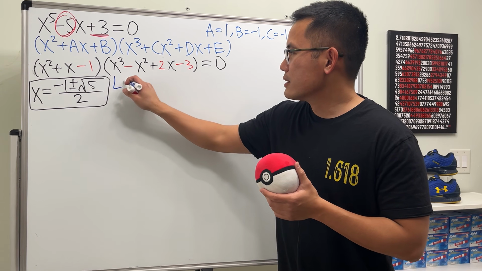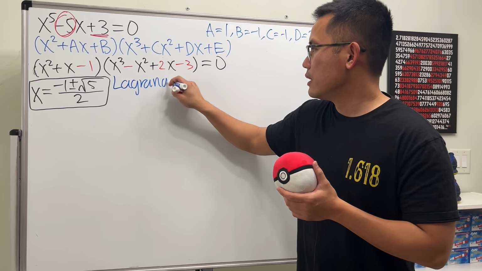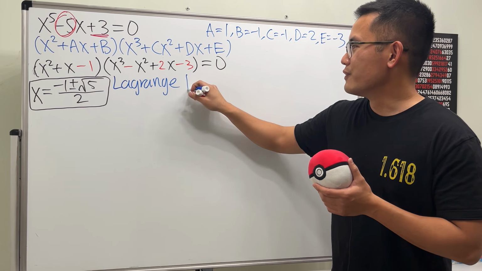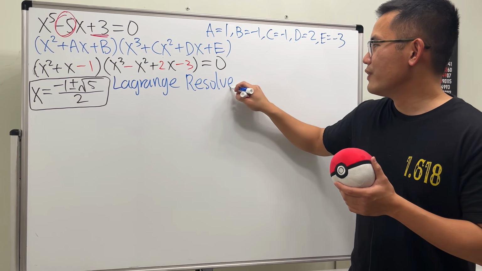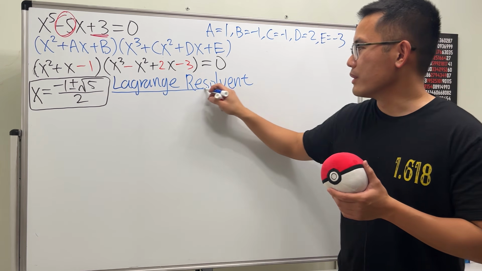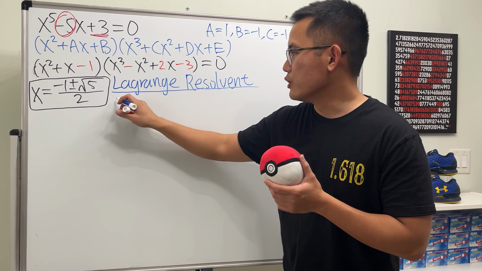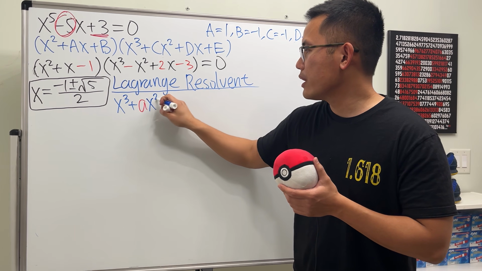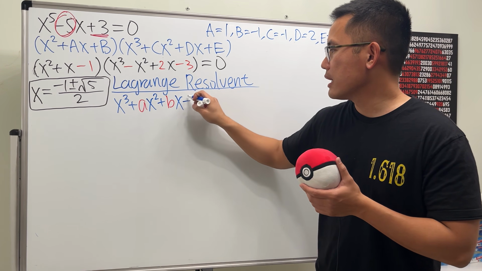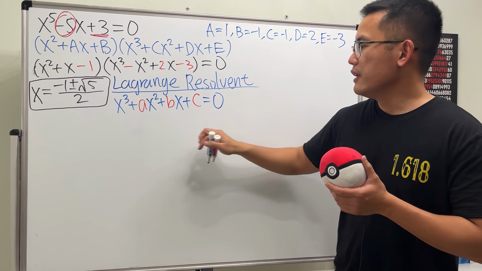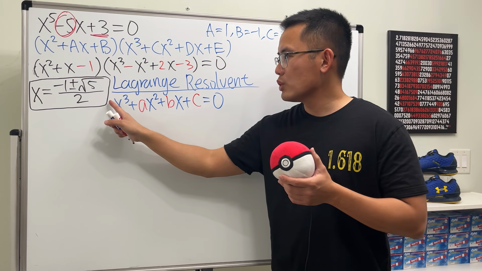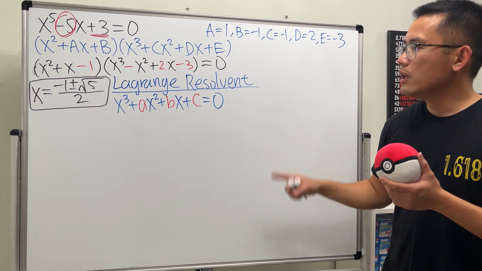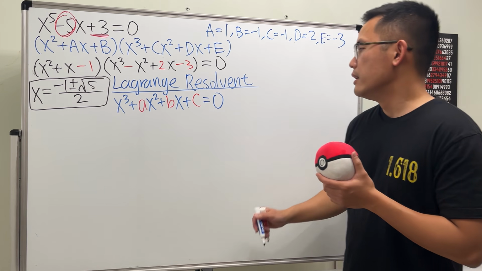Anyway, this is called the Lagrange, not multiplier, we are not doing calculus 3, Lagrange resolvent. What it says is the following. First off, if we have a cubic equation in the form of x to the third power plus ax squared plus bx plus c equal to 0, and in fact this is always achievable. If sometimes we have a coefficient here, just divide everybody by that, then we can put it into this form. So that's good.